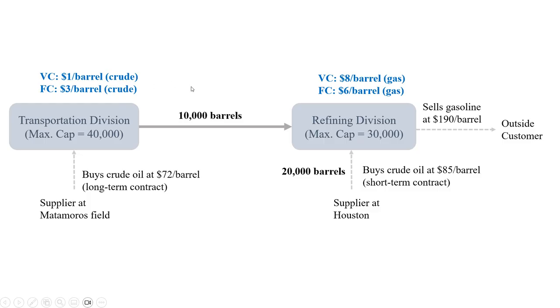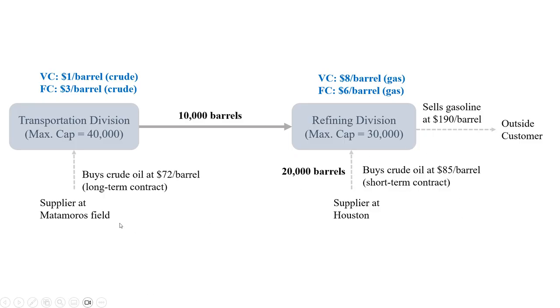This is a visualization of what I have just illustrated. It starts off from transportation with a max capacity of 40,000 barrels. It buys crude oil at $72 per barrel under the long-term contract, and then sends 10,000 barrels to the refining division. The refining division has a max capacity of 30,000 barrels, so they need 20,000 barrels more from the supplier at Houston. They buy that crude oil at $85 per barrel. And lastly, they sell the gasoline at $190 per barrel of gasoline to the outside consumer.